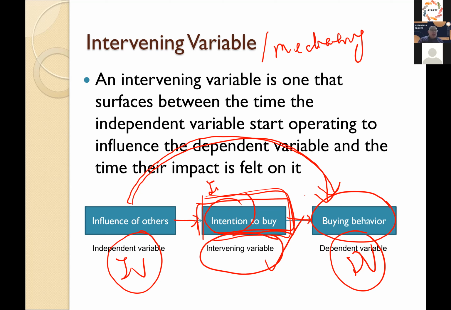So what does that mean? When people influence you to buy an iPhone, you have the intention first. After you do some survey, then only you perform the buying behavior. But if we don't look at intention, the influence of others directly leads to buying. It's not so logical, isn't it? So usually if you add another one, intention to buy, in the middle, then you have a better explanation. That is called mediating, or we call it intervening variables. That is something you need to understand about intervening variables.